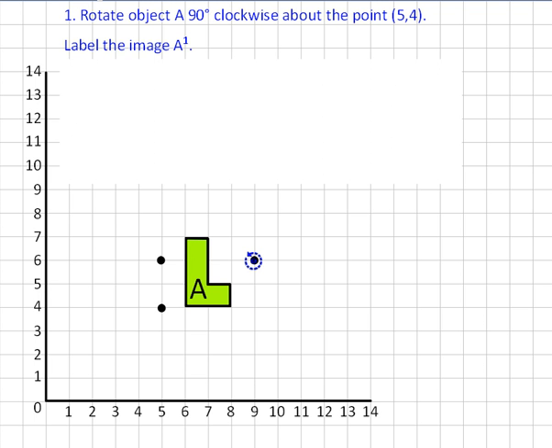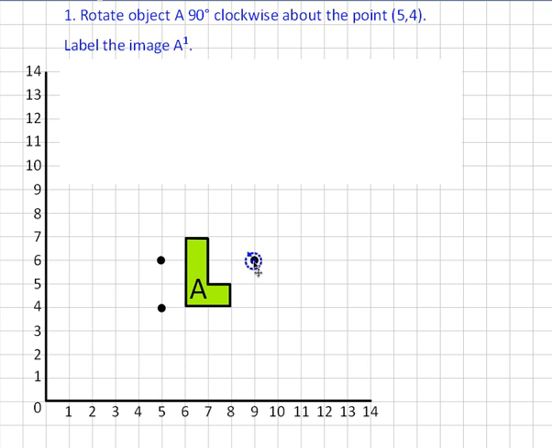Right, next three examples. Rotate object A 90 degrees clockwise about the point 5,4 and label the image A1. So in these examples, what I want to do is to use a centre of rotation that is no longer attached to the shape. I'm going to use these three as centres of rotation. And I'm also going to use three different centres of rotation just to make it clear the difference between where you place the centre of rotation.